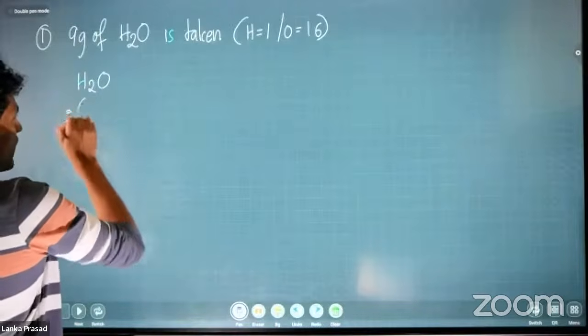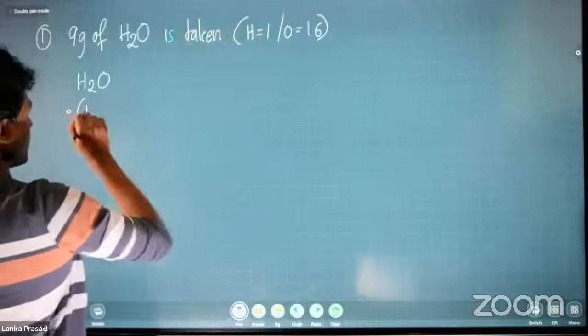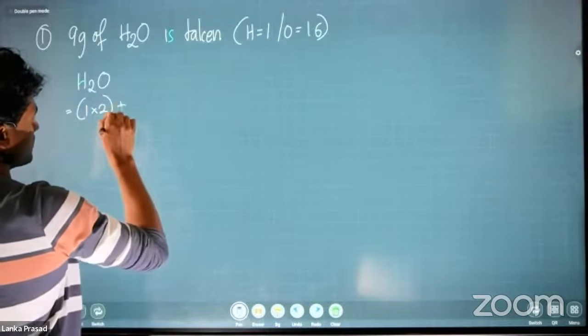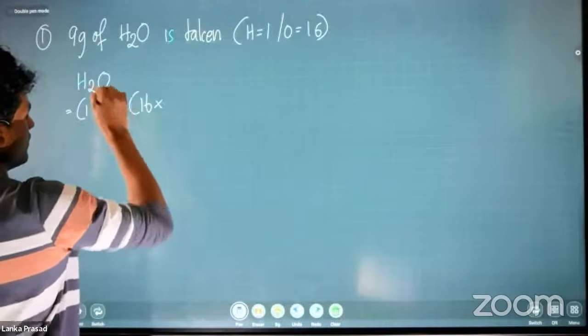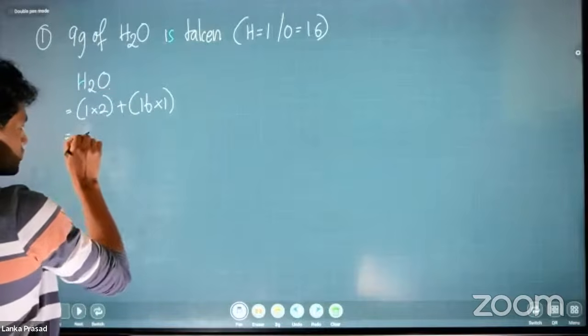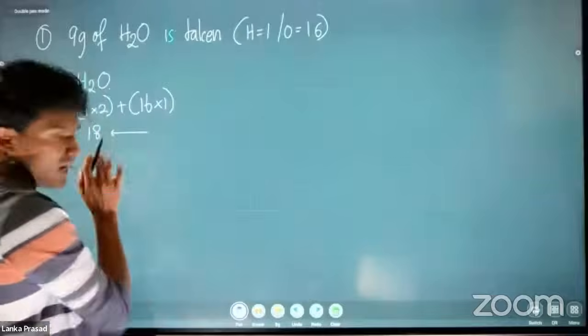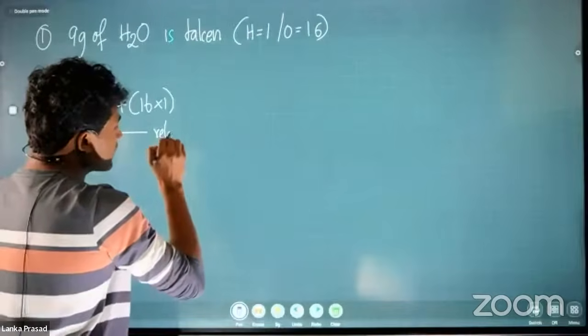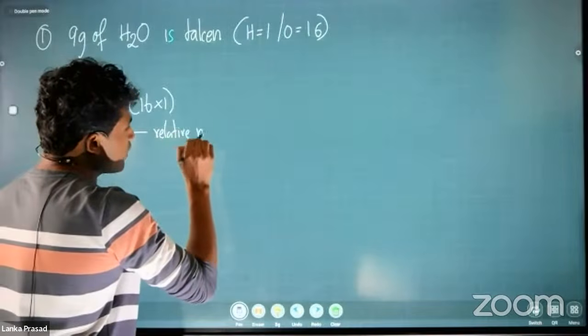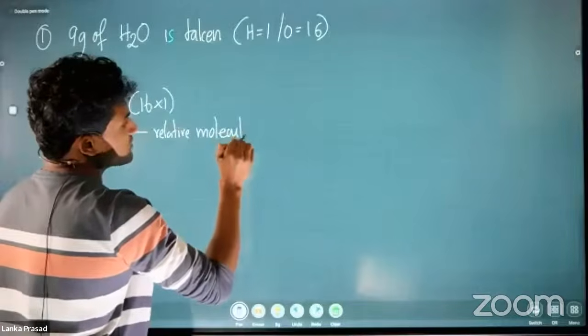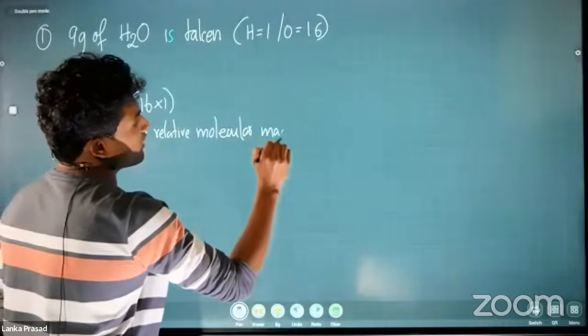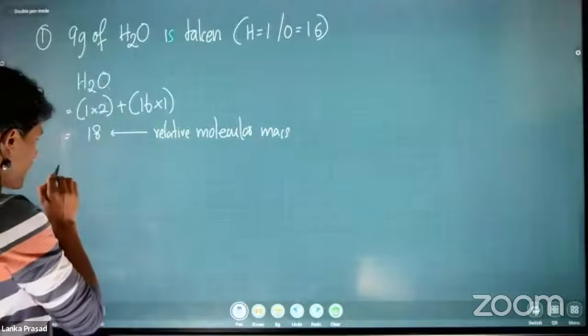Look at that. 1 hydrogen is 1, times 2. 1 oxygen is 16. So you got 18. That 18 is what we call relative molecular mass. That's what we call relative molecular mass. Right. Now look at that.